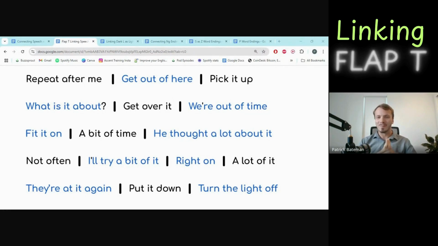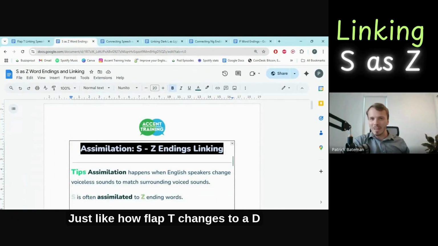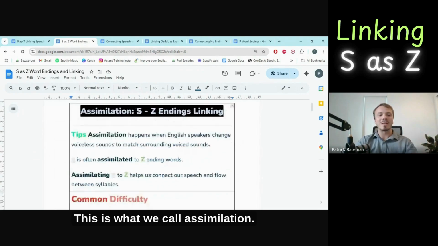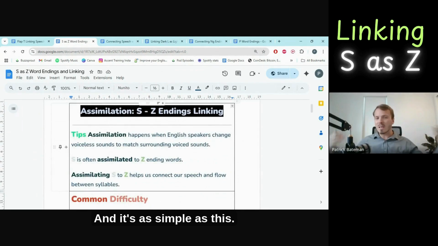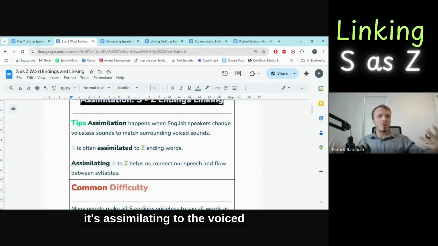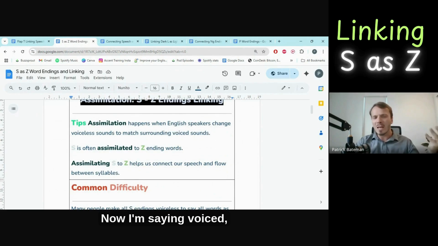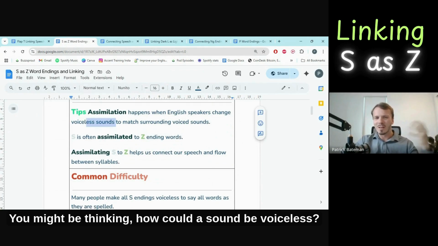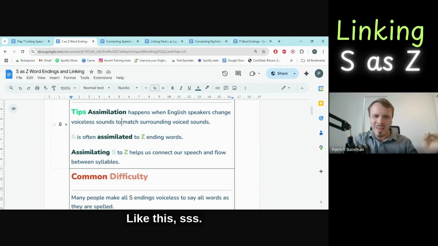We're out of time. Just like how flap T changes to a D sound, S changes to a Z sound. Z. This is what we call assimilation. And it's as simple as this. S is changing to a Z because it's assimilating to the voiced sounds around it. Now I'm saying voiced, and there's another term like S would be a voiceless sound. You might be thinking, how could a sound be voiceless? Like this. S. It's only air. S, right? Whereas Z, Z is voiced.